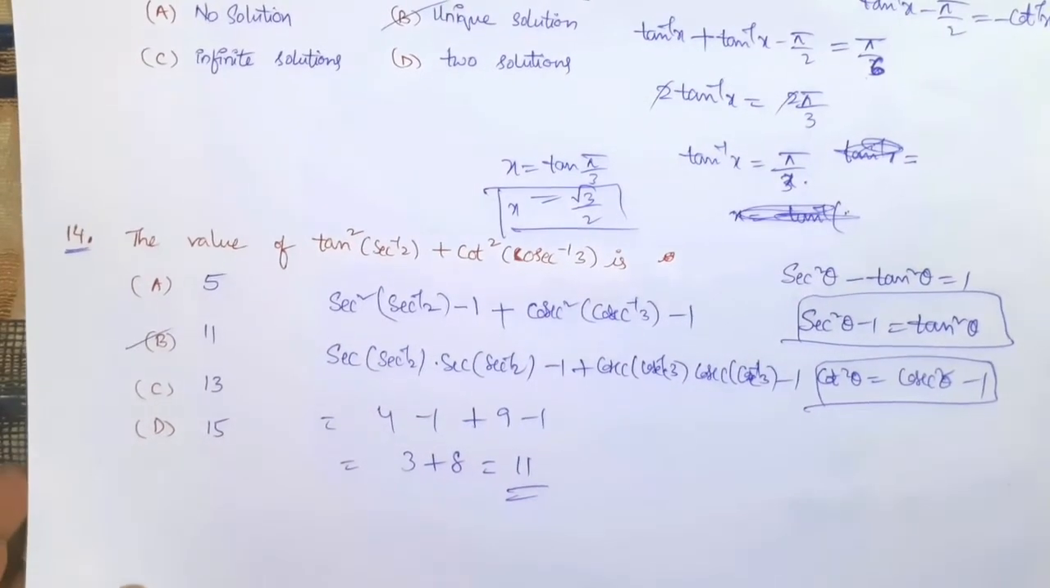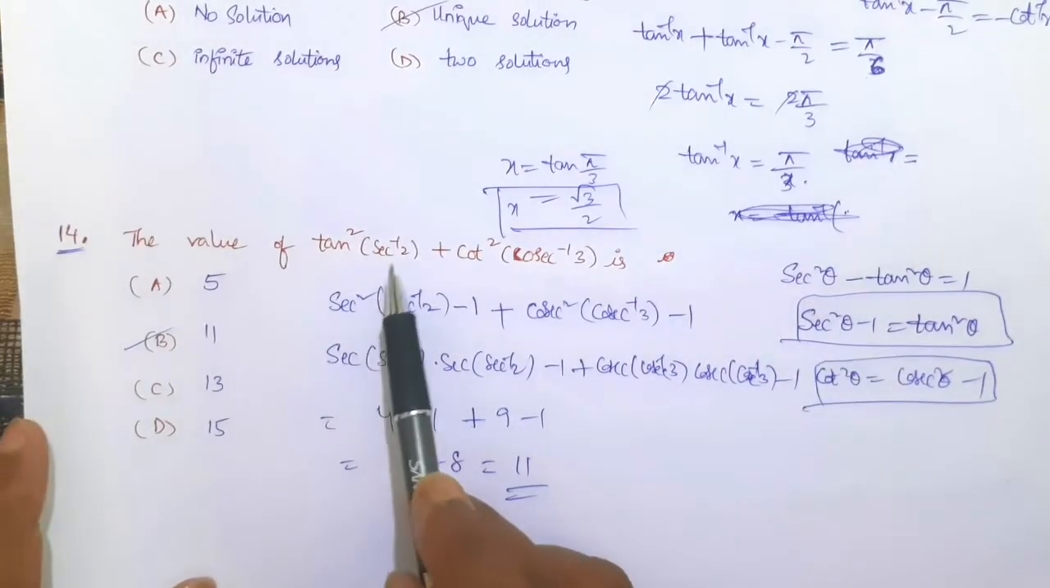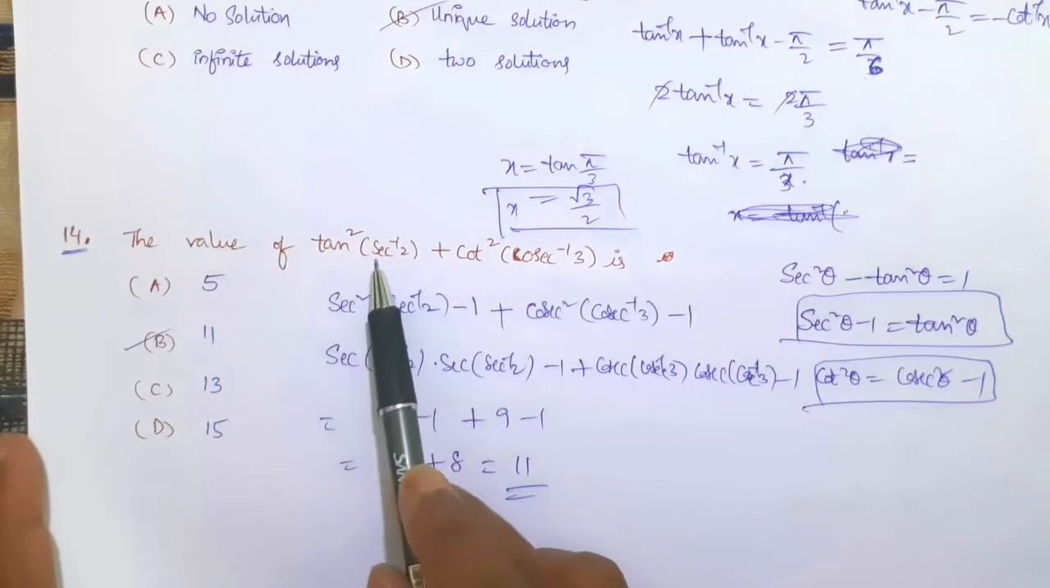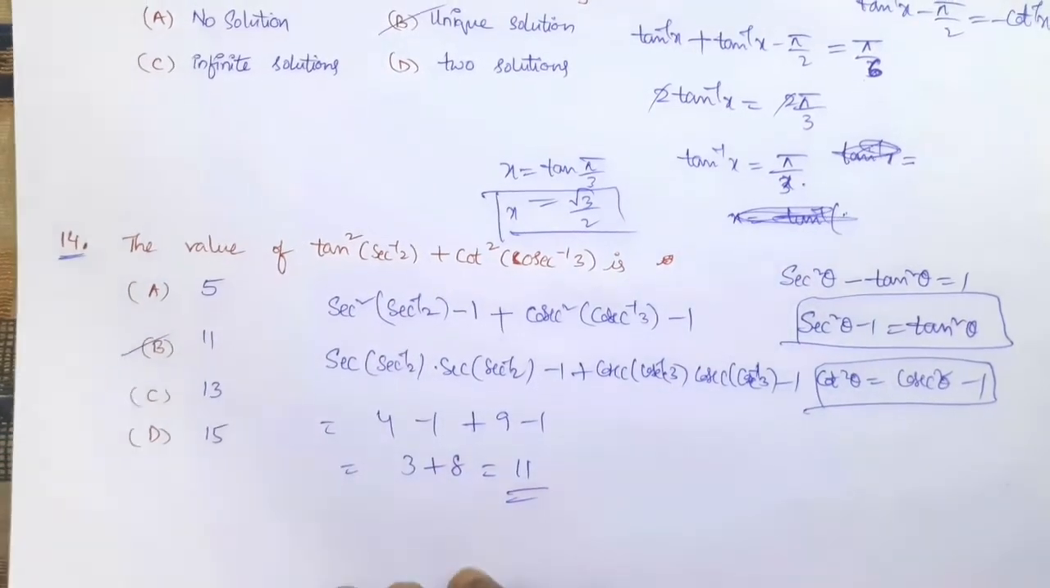No need to get confused. You convert tan square into secant square because the inside function is in terms of secant inverse, and to cancel these two we need secant, so that's why we convert using this formula. Hope you understood.